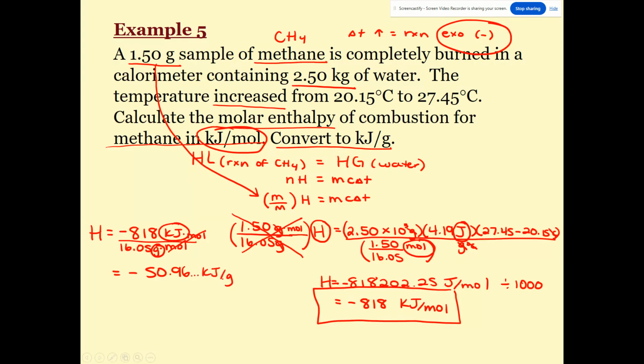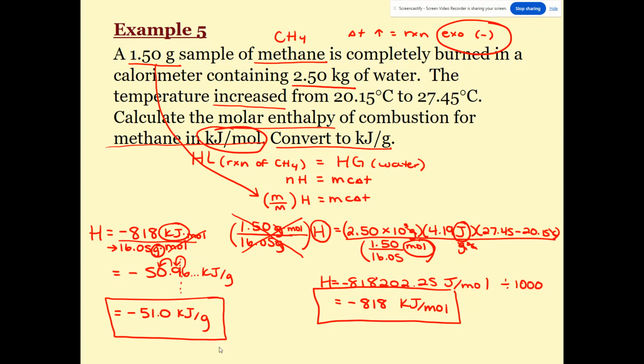And again, we realized we could only have 3 sig digs, so I'm going to cut it off here. This 6 is going to bump the 9 up. And since the 9 is bumping up, it bumps the 0 up. So this is going to round to negative 51.0 kilojoules per gram. That is our second converted answer from kilojoules per mole to kilojoules per gram. I divided by the molar mass of my methane. Okay, that's the first way of solving for kilojoules per gram.